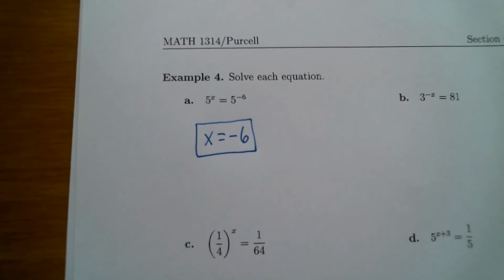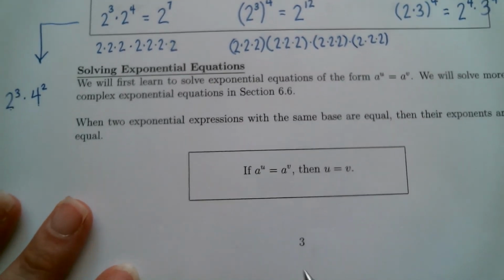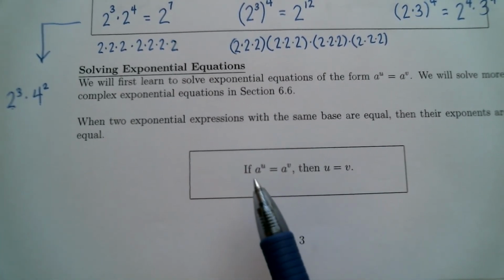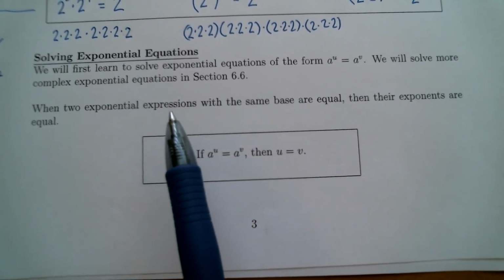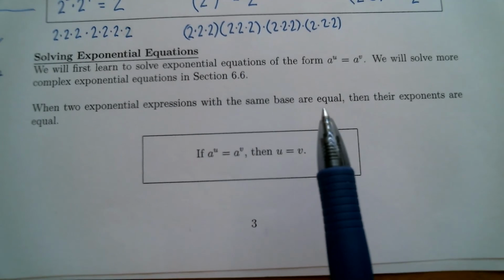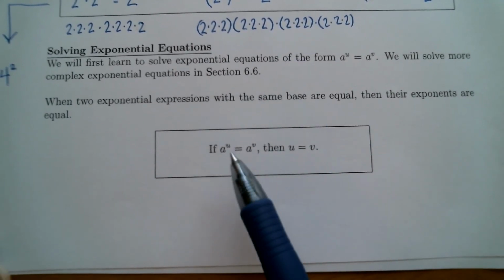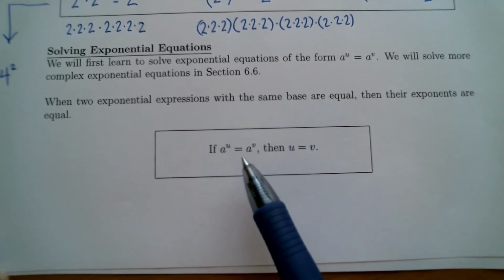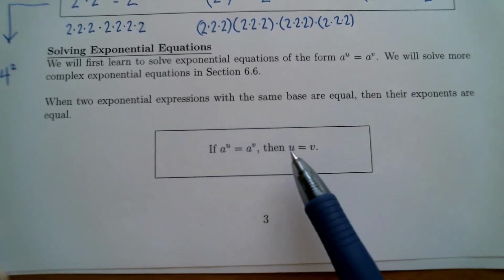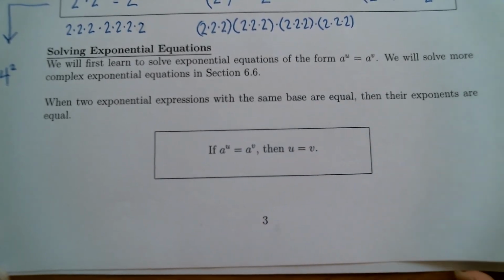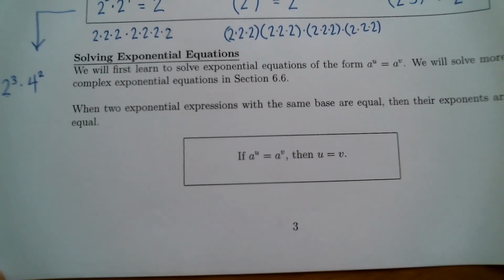So let me go back to the box that was on the last page. It is saying if you have an exponential equation that looks like this, when two exponential expressions with the same base are equal, then their exponents have to be equal. So if you had the statement that a to the u power is equal to a to the v power, since the bases are both a, then the exponents have to be equal. So u has to equal v. That is how you're going to do these.